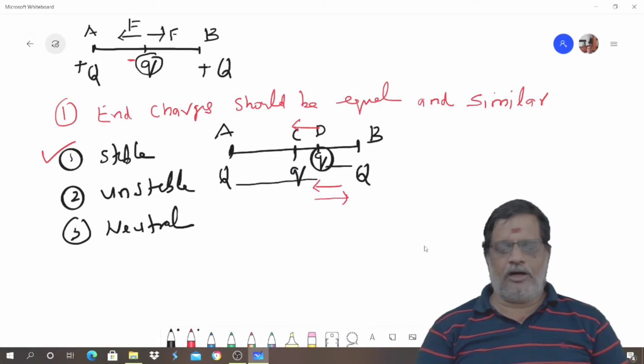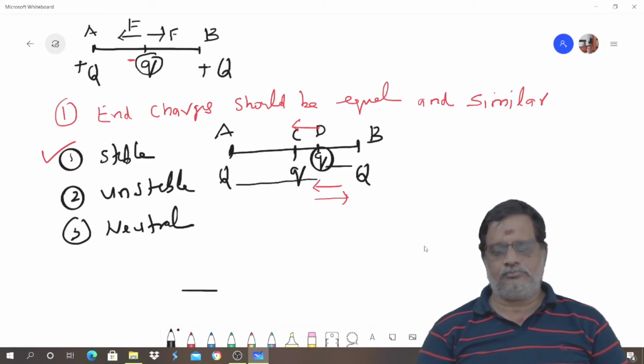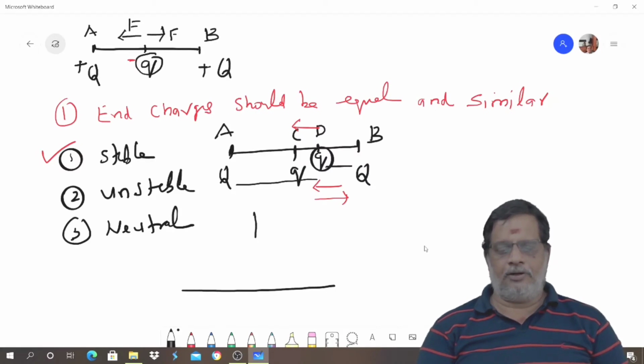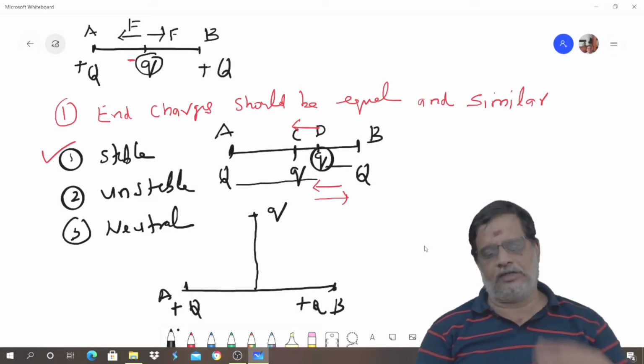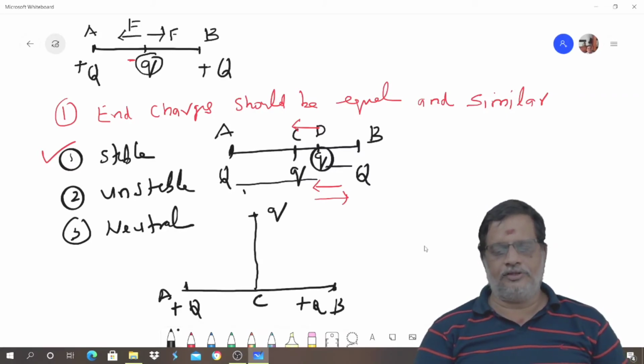Now let us see what happens if I displace it along the perpendicular bisector. So I am going to displace it along the perpendicular bisector. See, this is your perpendicular bisector. Now I am going to displace the charge. This is our A, this is B, and this is plus Q. This is also plus Q, and this is our small q. Now I have displaced it along this line. This is C and this is D. So I have displaced this along CD.